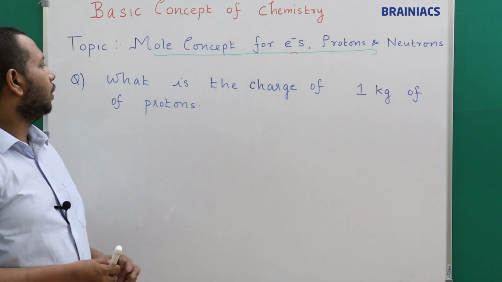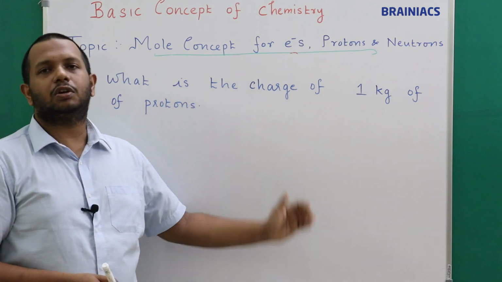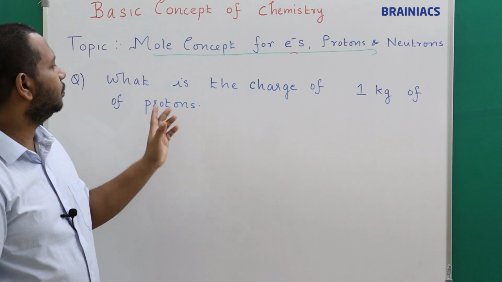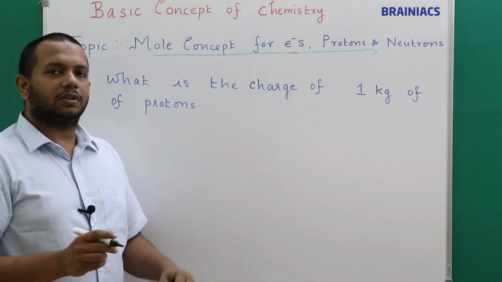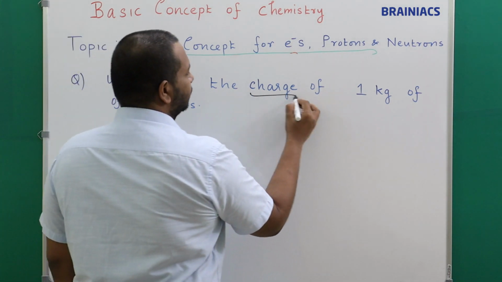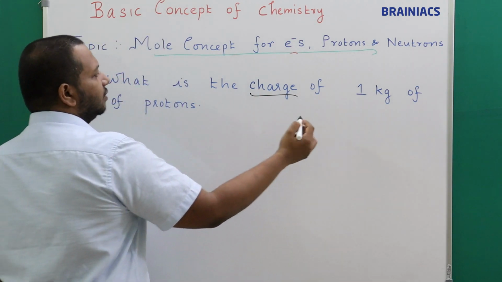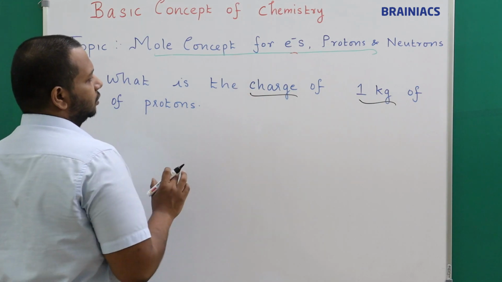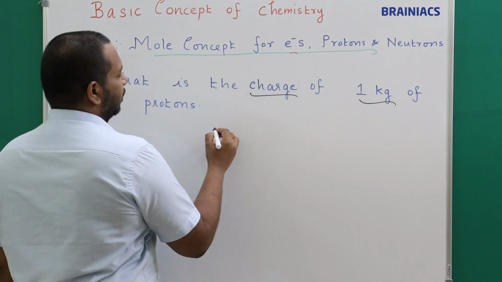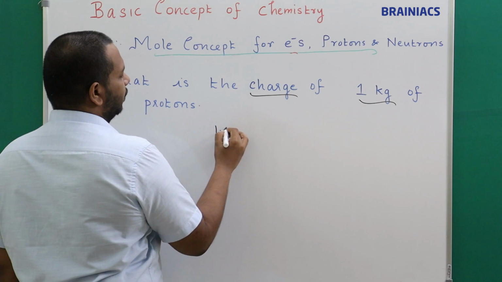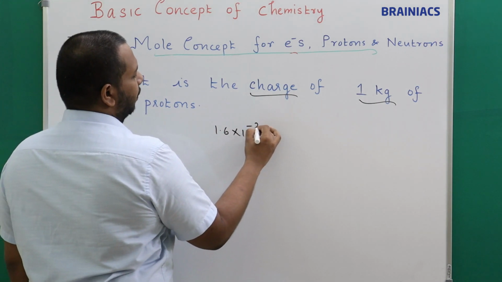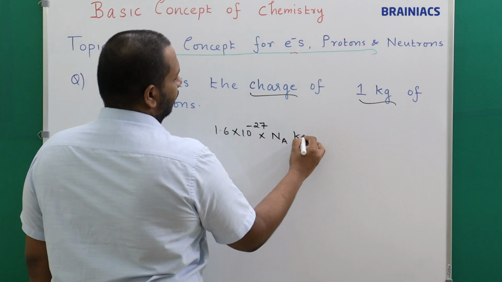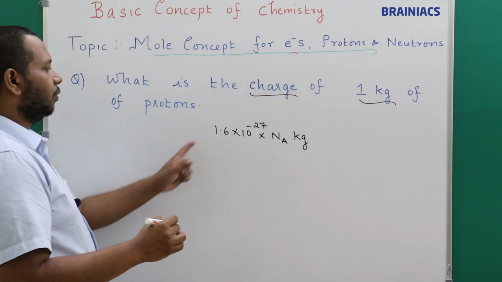The question is, what is the charge of 1 kg of protons? So what is the charge of 1 kg of protons? Now what things do we need to link here? First one is charge. Understood. Next thing is 1 kg, which means mass. So I can say with respect to charge, and that is mass. Mass I know is 1.6 into 10 power minus 27 into Avogadro number kg. So this is the mass of 1 mole.